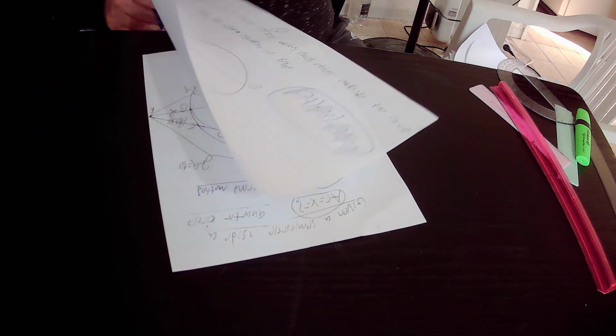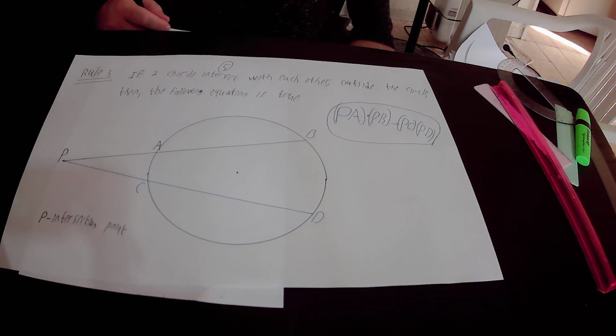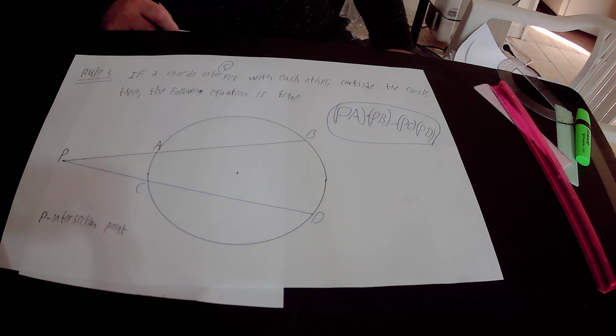So I read again rule number 3. According to rule number 3, if two chords intersect with each other outside the circle, then the following equation is true, that PA times PB equals PC times PD. And P is the intersection point of chord AB with chord CD.